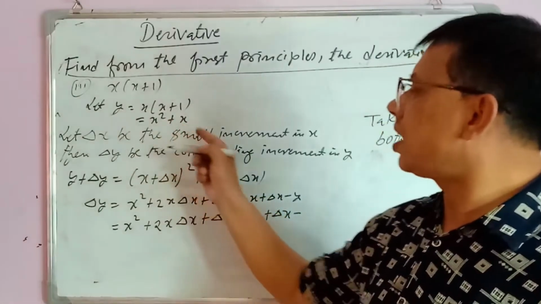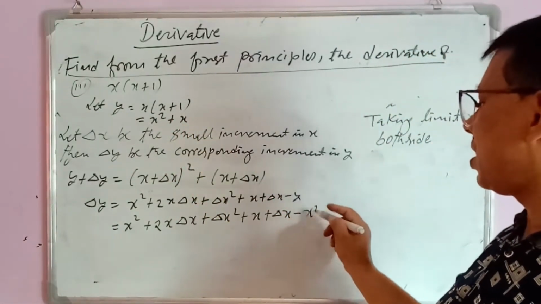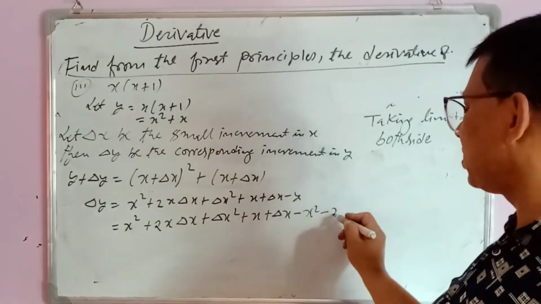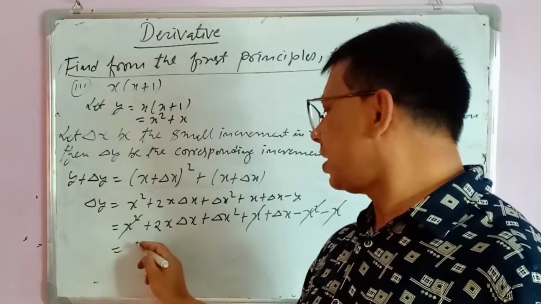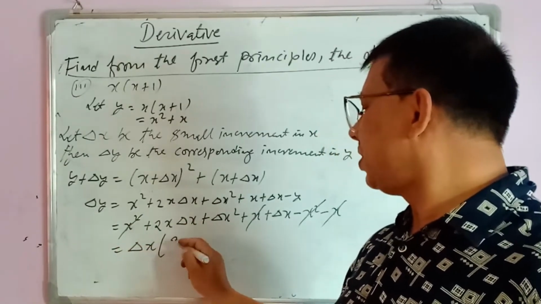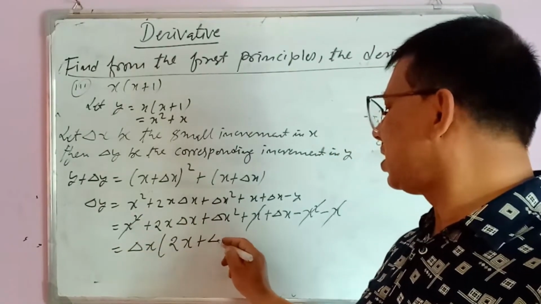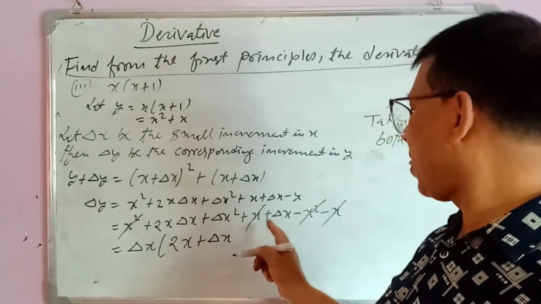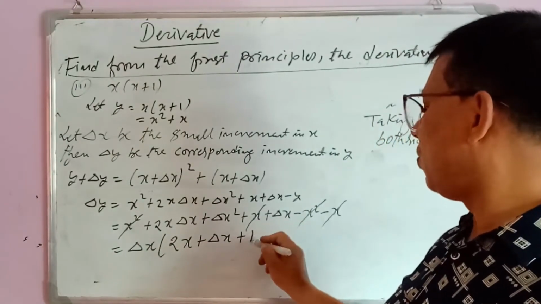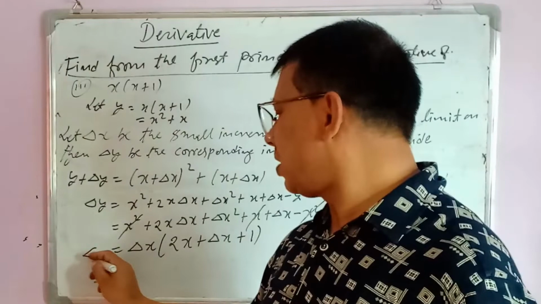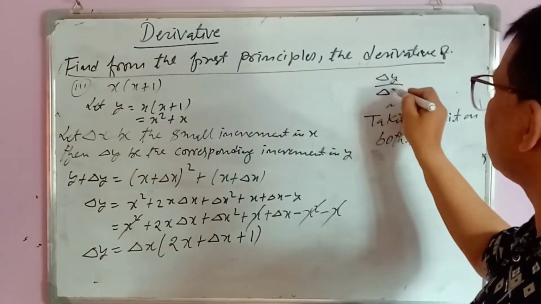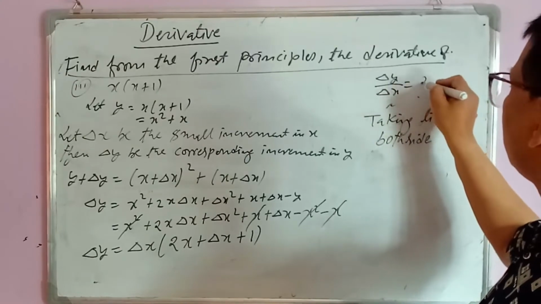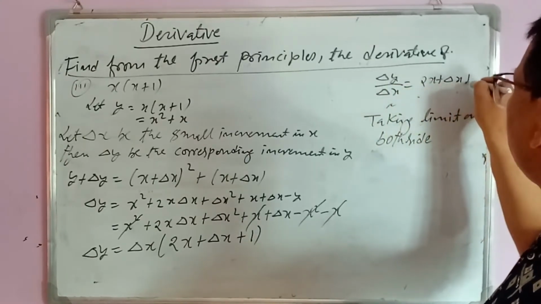Y means x square plus x, so minus x square minus x. This and this cancel, this and this cancel. Take delta x common. Remaining is 2x plus delta x plus here 1. So delta y by delta x equal to 2x plus delta x plus 1.